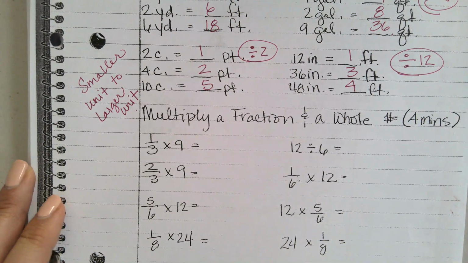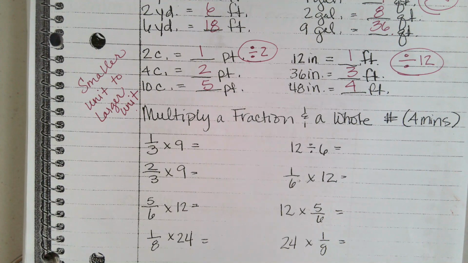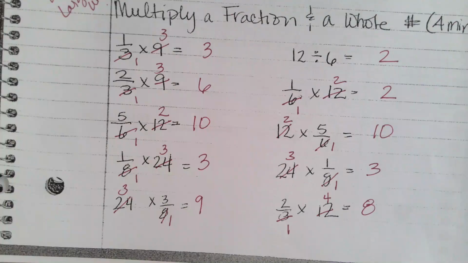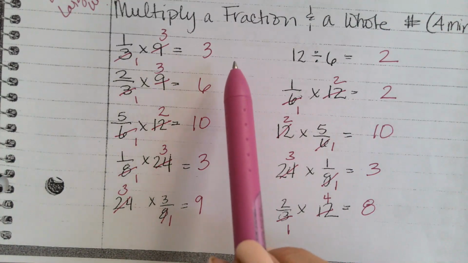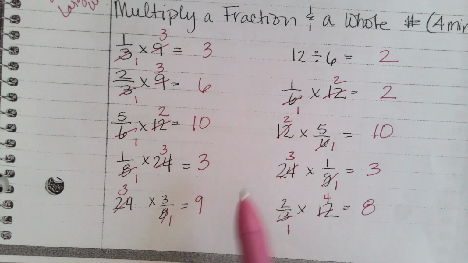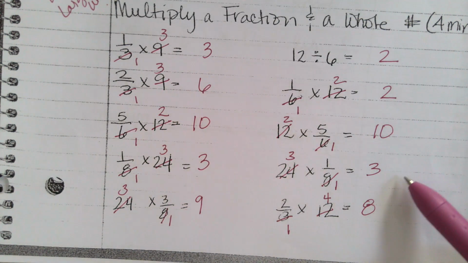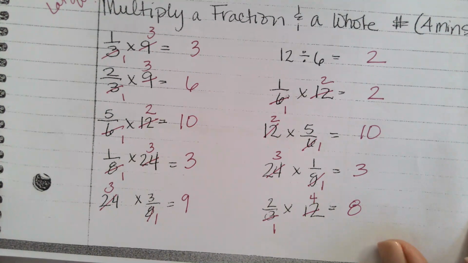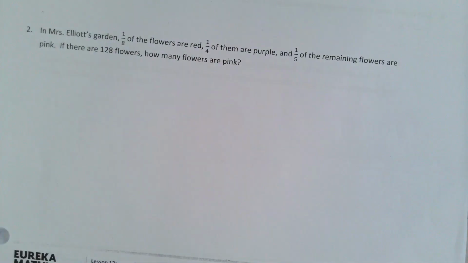All right, next section is a review of Lesson 9. Multiply a fraction by a whole number. You should be getting really good at this by now. So go ahead and do it and come back, see how fast and accurately you can do it. Go. All right, check your work. 3, 6, 10, 3, 9, 2, 2, 10, 3, 8. Remember, this is just review. This is just fluency. How fast can you do this now? That's where we're at. All right, turning the page.